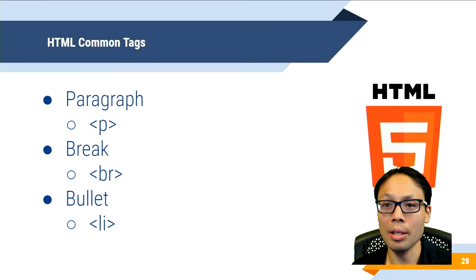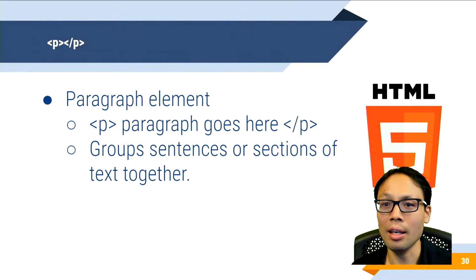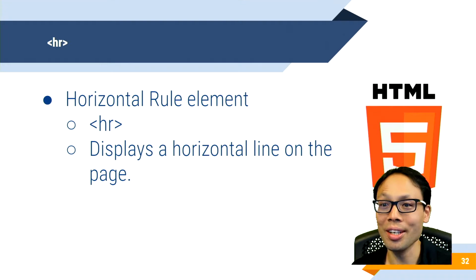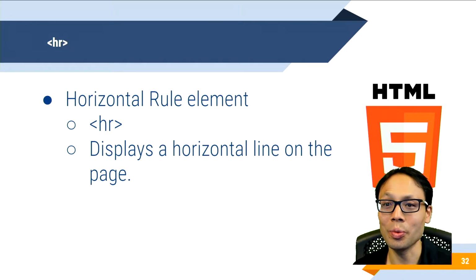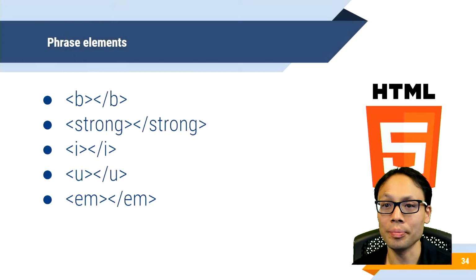Some other very common HTML tags are the P tag, which stands for paragraph, BR, which stands for break, and bullet, which is LI. To create a link to another web page, you'd use the A tag, and this is a review of the paragraph tag, the BR tag, the HR tag, which you might want to try to use. It's the horizontal rule element. Lists, again, a list would be LI, an ordered list would be OL. So the OL would be outside of the LI.